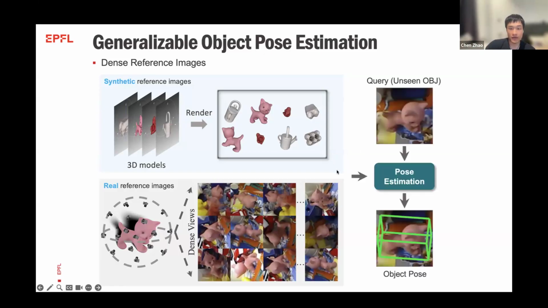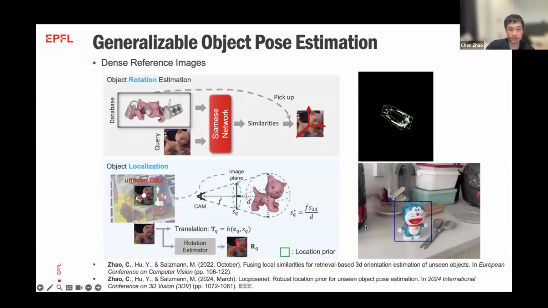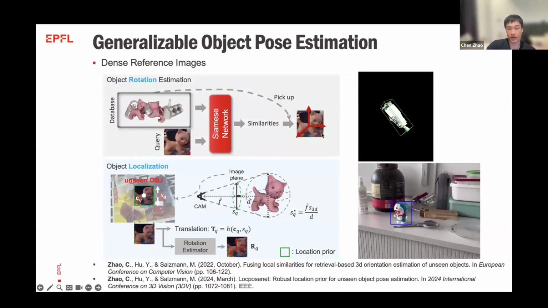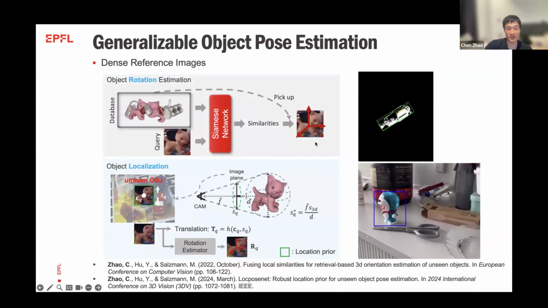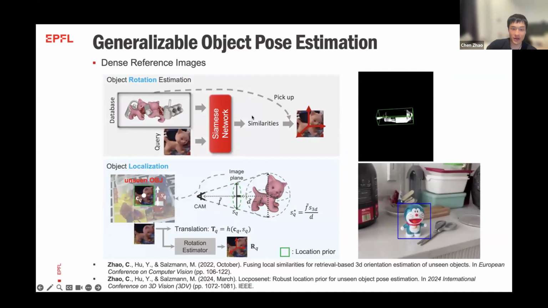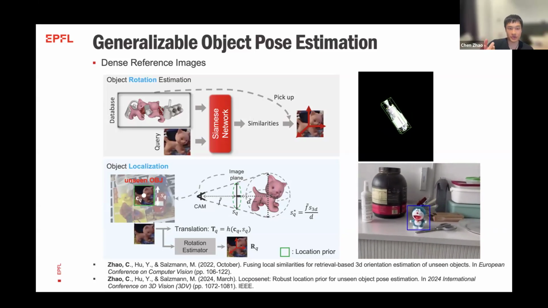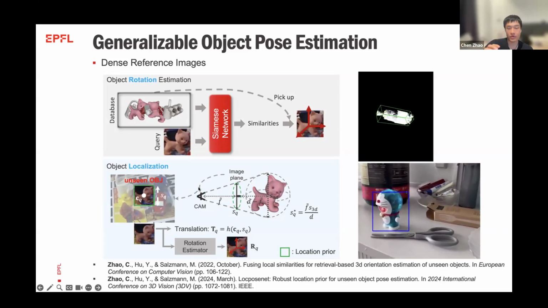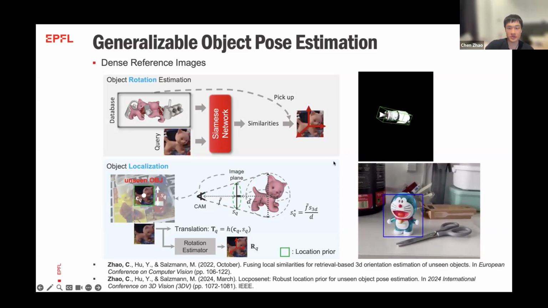But anyway, once we have this dense view images as reference, given a query image that contains this unseen object, we can run an object pose estimation algorithm to get the object pose. And along this direction, I have some works, but I'm not gonna introduce them in detail. So briefly speaking, for the first one, the goal is to estimate the 3D rotation of this unseen object. And for the second one, the goal is to localize this unseen object in the RGB image.